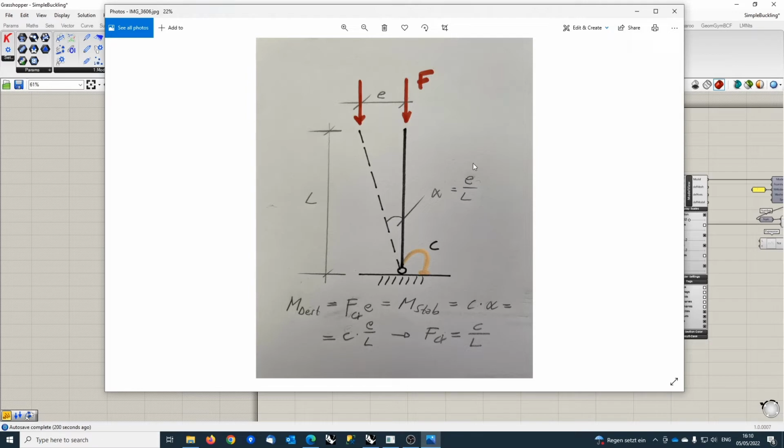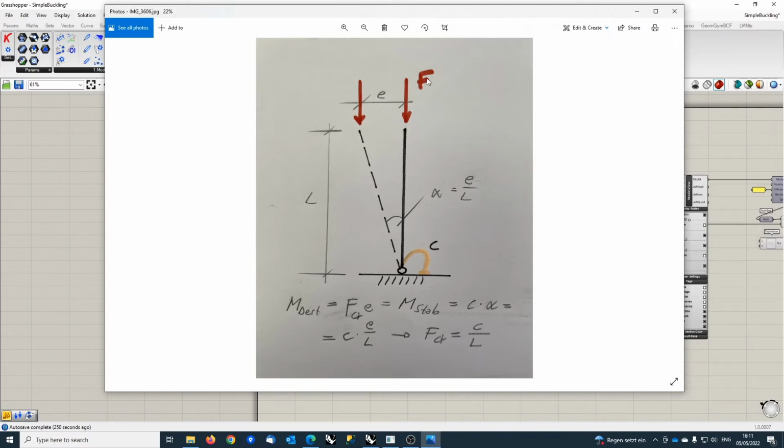The stabilizing moment is equal to the spring stiffness C times the rotation angle alpha. And if this angle is very small, then we can say that alpha is equal to eccentricity divided by the length of this column here. So I can now say, instead of C times alpha, it's C times eccentricity divided by length. And now we see that this eccentricity cancels out, and what remains is that the critical load is equal to the spring stiffness divided by the height of the column. And that's also logical, because the higher the spring stiffness, the higher the critical load, and the higher the column, the lower the buckling load.